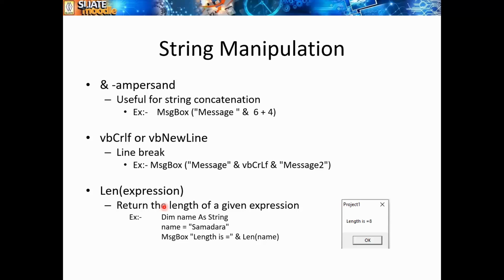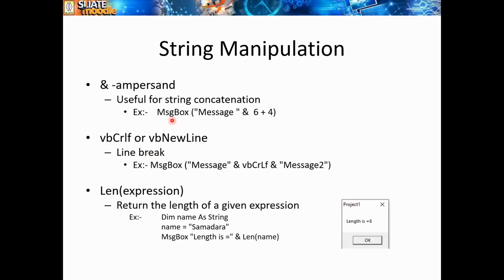Right. So here, this is about manipulating strings. That means you are going to do certain tasks with the help of strings, right? Here you have some string manipulation commands or expressions that you can use: &, vbCrLf, and Len. The & is usually used to concat two separate things together. Concat means you are going to add those two things together, right? That is what's going to happen.